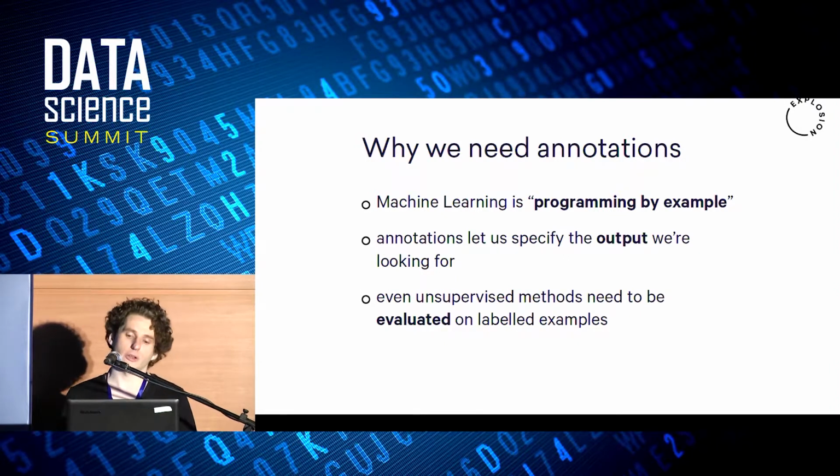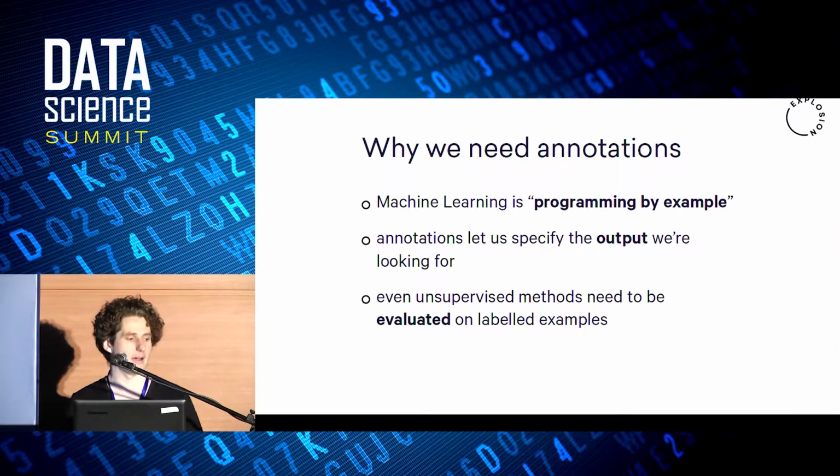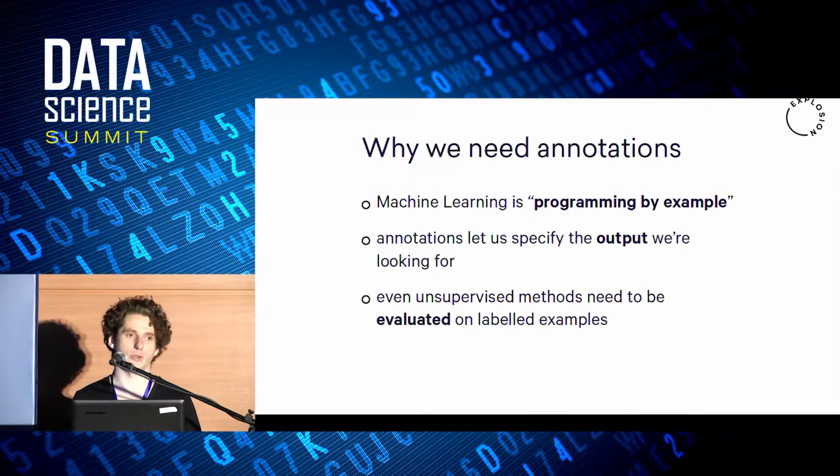Well, in general machine learning, we can think of this as sort of programming by example. And all that I mean by this is that as opposed to traditional software development, where you specify a behavior in code and then you send it off to a compiler and you get back a program, in machine learning you specify some behavior by giving it some data. Especially in supervised learning, you give it data with labels and then you want the machine to replicate those labels. So the annotations are how we specify the output we're looking for, as opposed to in a normal program where you specify that output with code.